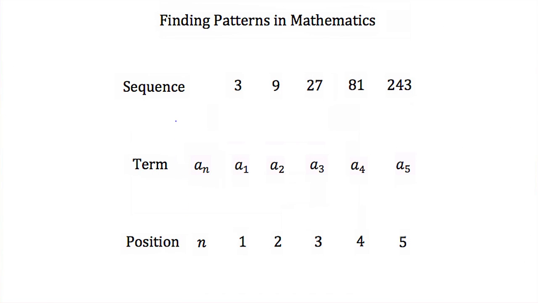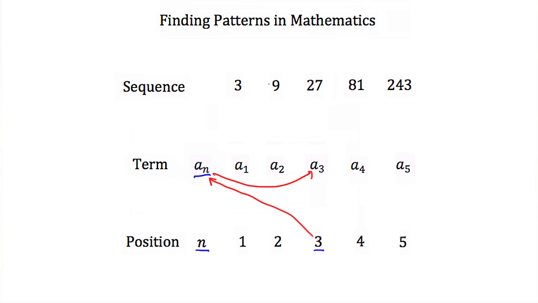Now frequently when you deal with sequences, you'll see the terminology a sub n. A sub n is the term in this sequence, but we don't know which term in that sequence. n is the position of that term. So if n was 3, then a sub n would be equal to a sub 3.